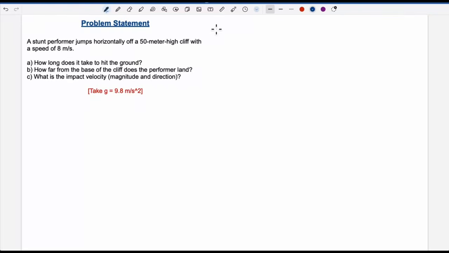In today's video, I'm going to show you how to solve this projectile motion problem. Let's look at the problem. A stunt performer jumps horizontally off a 50-meter high cliff with a speed of 8 meters per second.